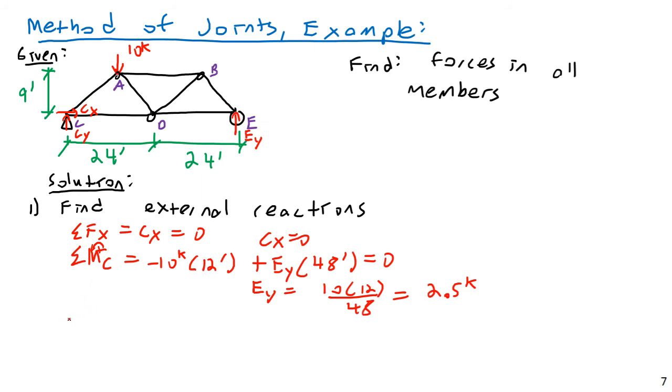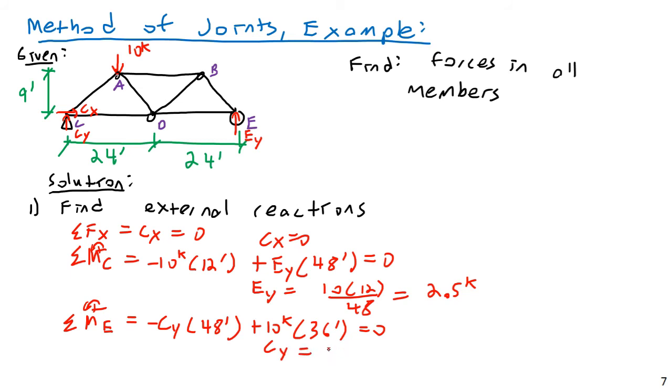And so I'm then going to do a sum of moments about point E. I will have CY, negative because negative moment clockwise, times a moment arm length of 48 feet, plus 10 kips times a moment arm length of 36 feet. All of this equals zero. And then, therefore, CY is equal to 10 times 36 divided by 48, or 10 times 3 over 4, and that will equal 7.5 kips.